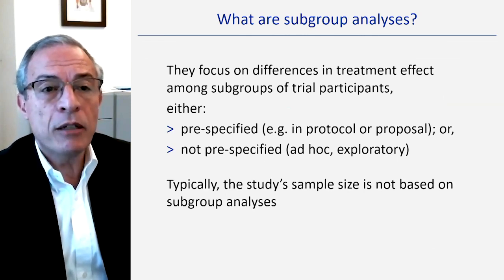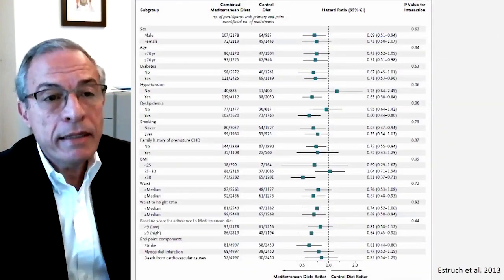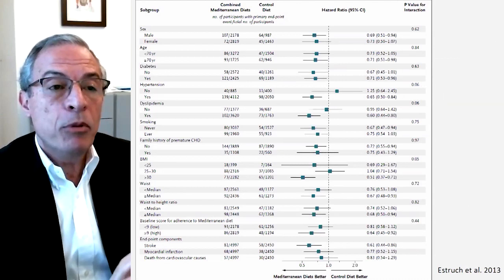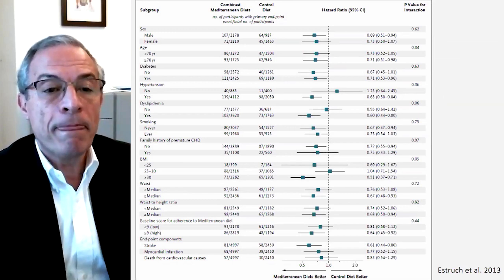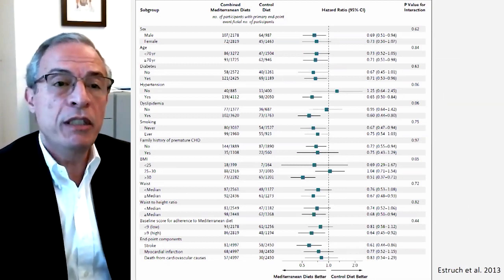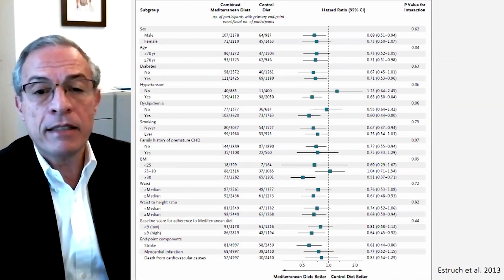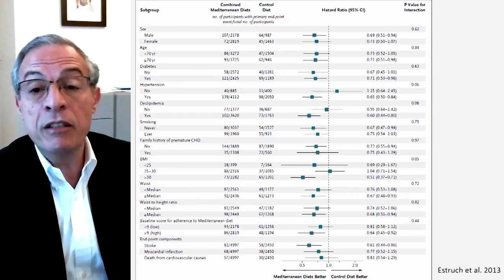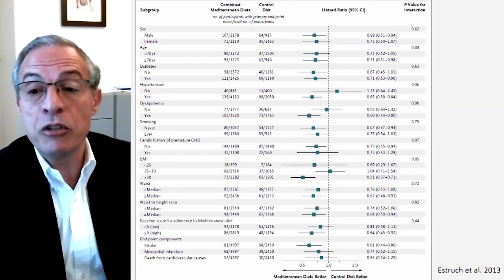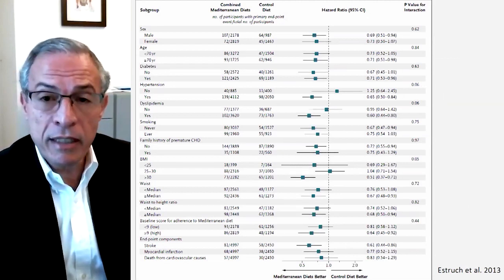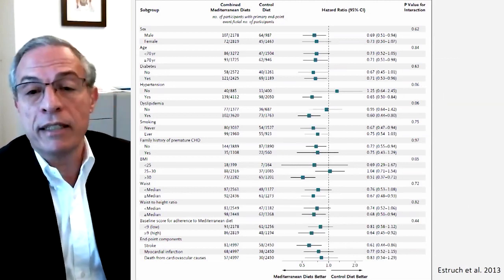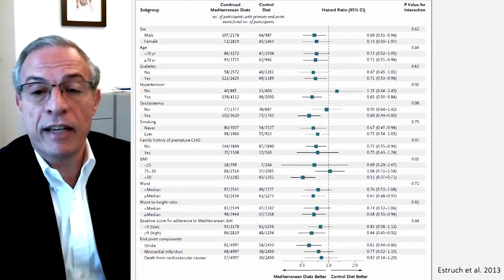So I'm going to show you now a really nice table where they put a lot of results from subgroup analysis into one concise table. So I'm going to talk to you a little bit about this table. This is a three-arm study, three treatments. The one treatment was a Mediterranean diet supplemented with extra virgin olive oil. The second was a Mediterranean diet supplemented with mixed nuts.